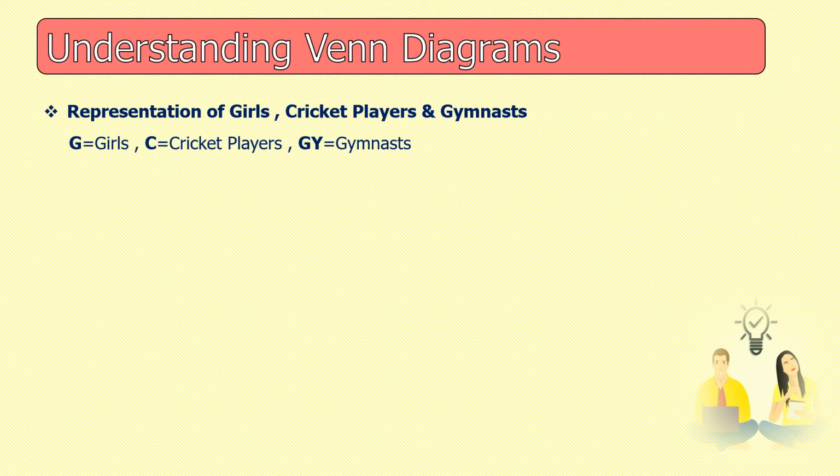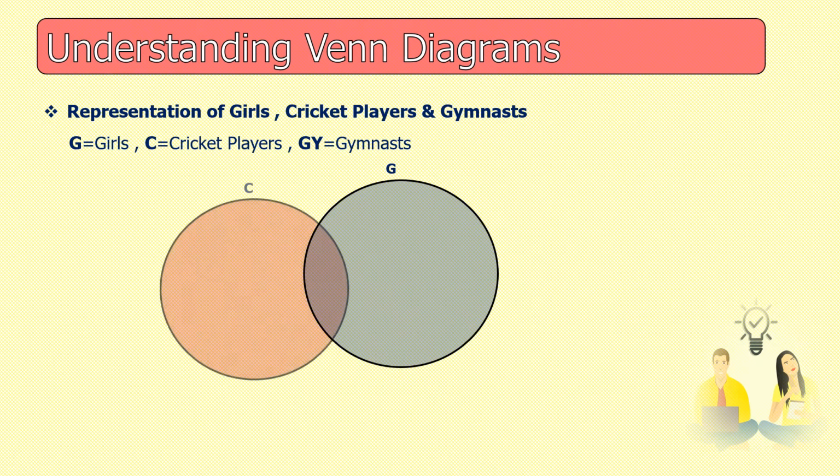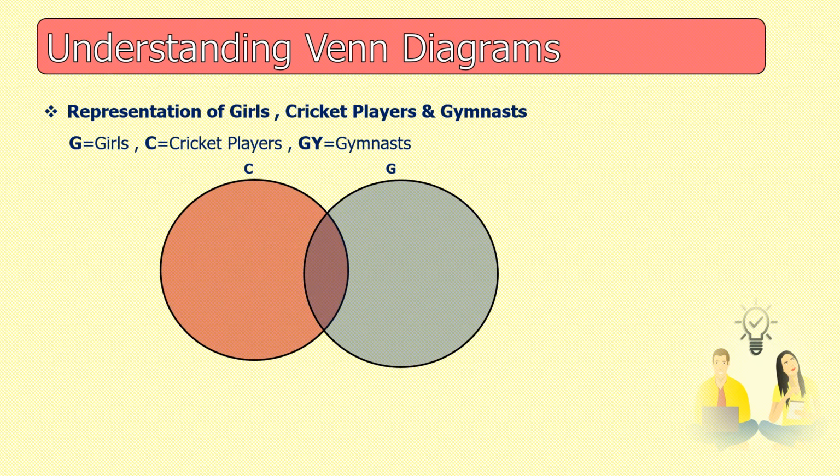Next, representation of girls, cricket players, and gymnasts. Girls and cricket players. Some girls can be cricket players. Some gymnasts can be girls and some gymnasts can be cricket player also. So all the three circles will be overlapping.